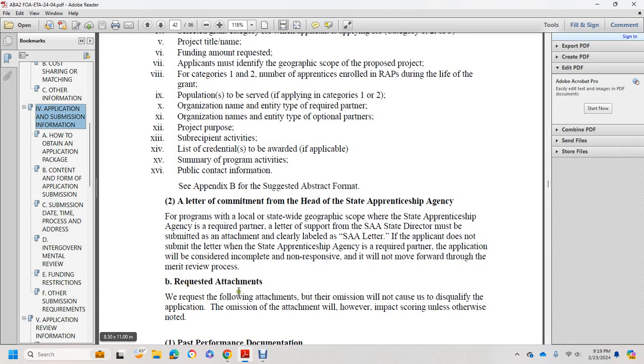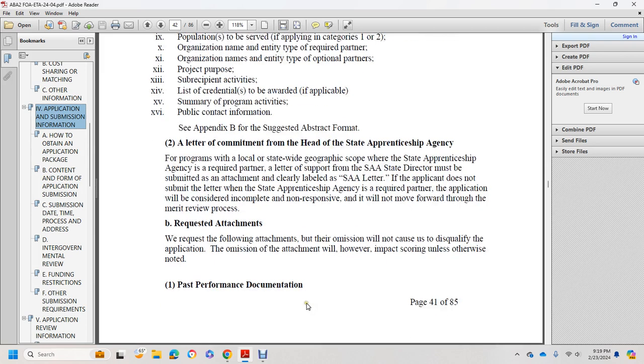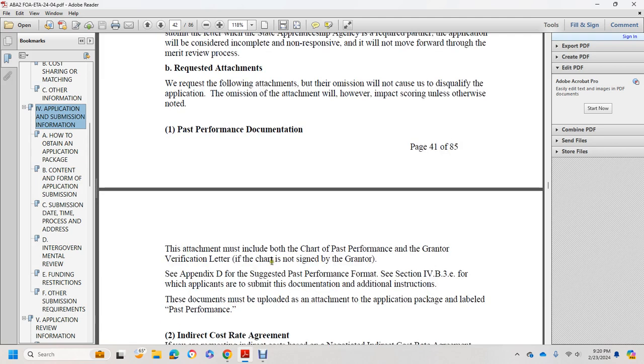Requested attachments. The omission of the following attachments will not cause us to disqualify the application. The omission of the attachment will, however, impact the score unless otherwise noted. Past performance document. This attachment must include both the chart of past performance and the grantor verification letter if the chart is not signed by the grantor. See Appendix D for the suggested past performance form, and see Section 4B3E for additional instructions. Documents must be uploaded as an attachment to the application package labeled past performance.